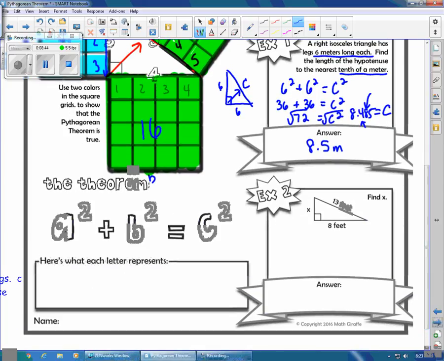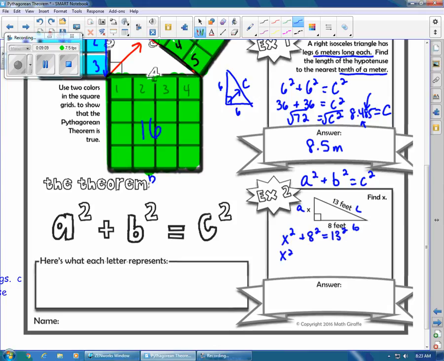Example 2, I don't know one of the legs. So again, a squared plus b squared equals c squared. Plug in what I know. If this is a and this is b and this is c, a squared is x. So I'm going to have x squared plus 8 squared equals 13 squared. X squared plus 64 equals 169.